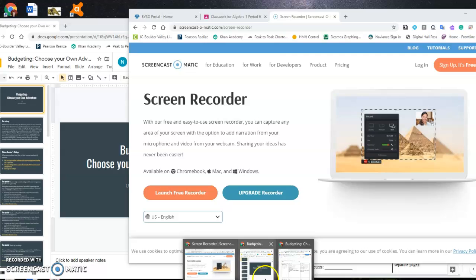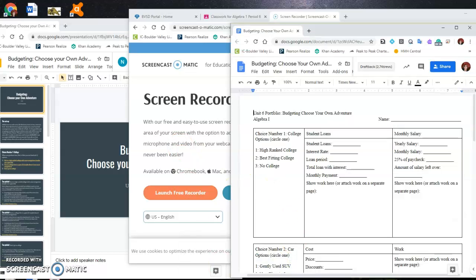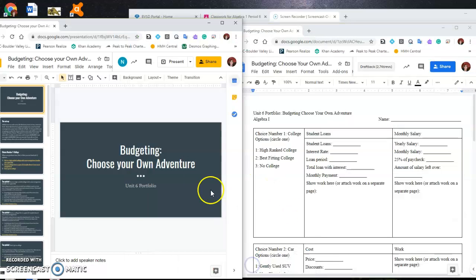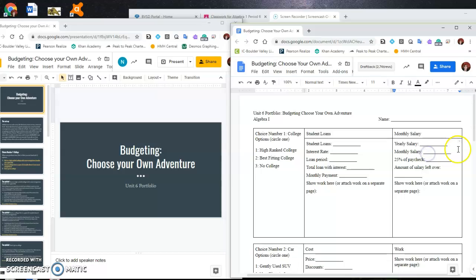Wanting to send you the screencasts of how to use the slides with the assignment. Hopefully you can see that they are up side by side here. You should have gotten your monthly salary from me in class. If you didn't get that, let me know.